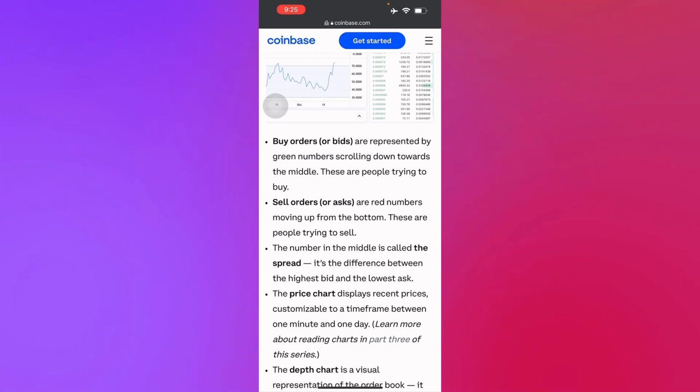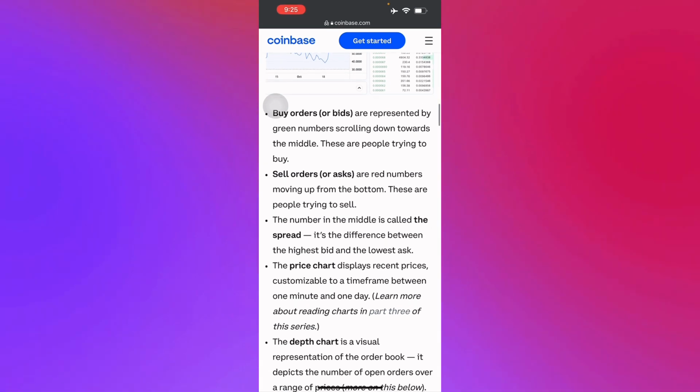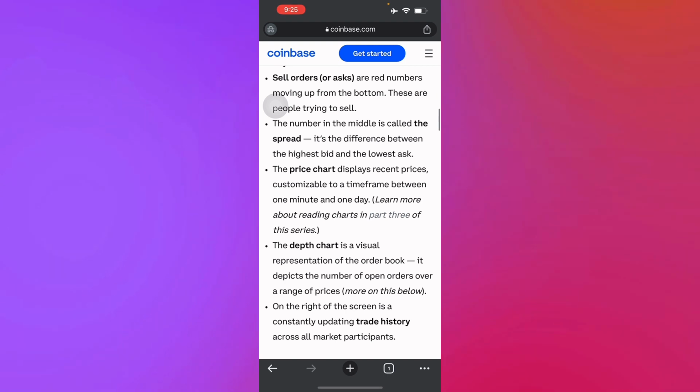Here the buy orders are represented by the green numbers, as I just said. The sell orders, which are the red ones, are people trying to sell. The number in the middle is called the spread. It's the difference between the highest bid and the lowest ask, so it's just the difference between the two. The price chart displays the recent prices, and it's customizable to a time frame between 1 minute and 1 day, depending on your preferences.